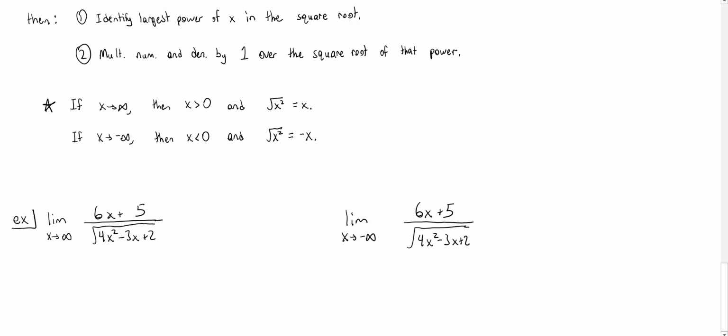And again, there's going to be a small difference between whether x is approaching infinity or negative infinity. To start with, in the denominator inside the square root, the largest power of x is x squared. So we're going to multiply both the numerator and the denominator by 1 over the square root of x squared. That would be the same over here as well.